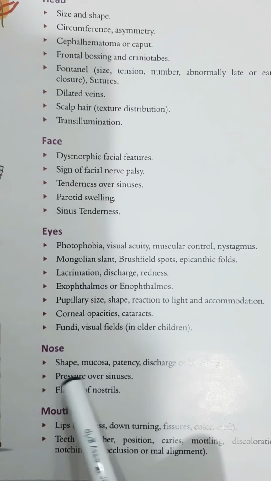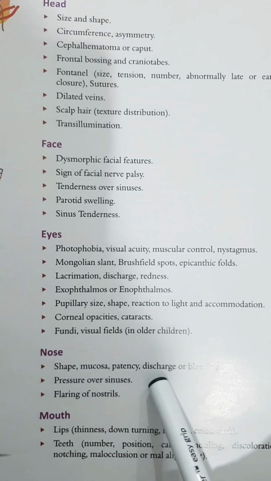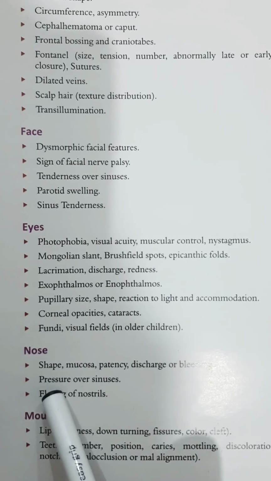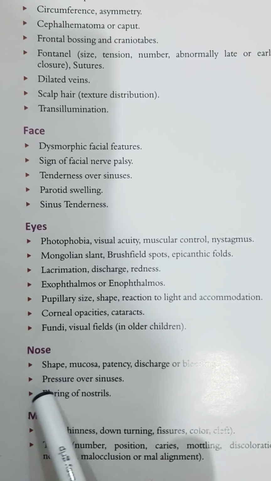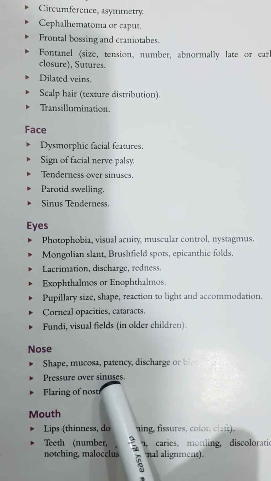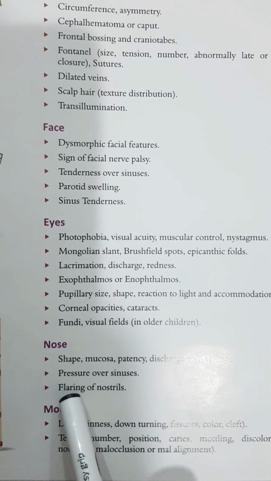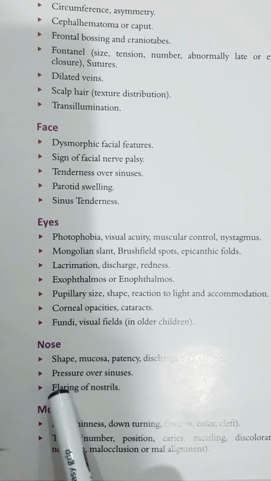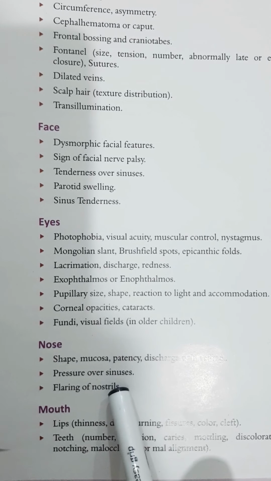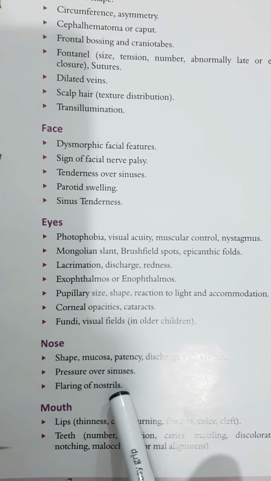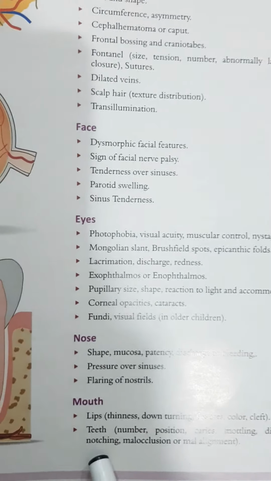In the nose, we can check the shape, mucosa, patency, and discharge or bleeding. We can apply pressure over the sinuses and look for discharge or tenderness there. And then we can see the flaring of the nostrils, which may indicate difficulty in breathing, such as in asthma or any lung pathology.